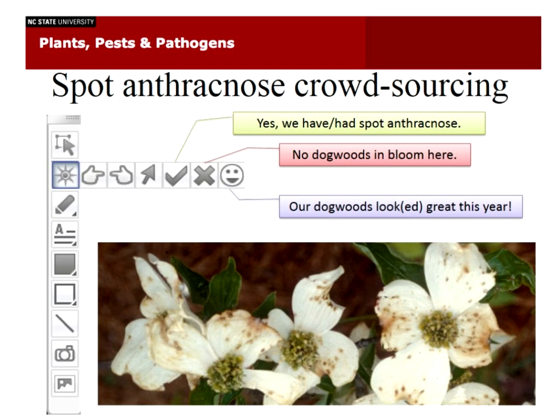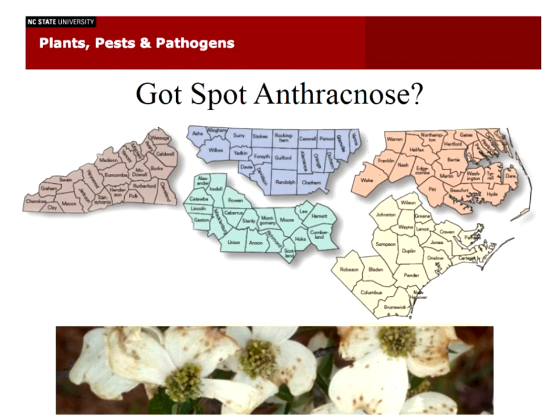If you have seen it this year, then choose the pointer of the green check mark. If you don't have any dogwoods in bloom in your area, then choose the red X. And if you have dogwoods that are in bloom or have bloomed and they look good, then you're going to choose the smiley face or the surprised face. Okay, but I'm going to ask you to put them on the map on the next page here. I just wiped out everybody's work, but if you could do it and put it on your location.